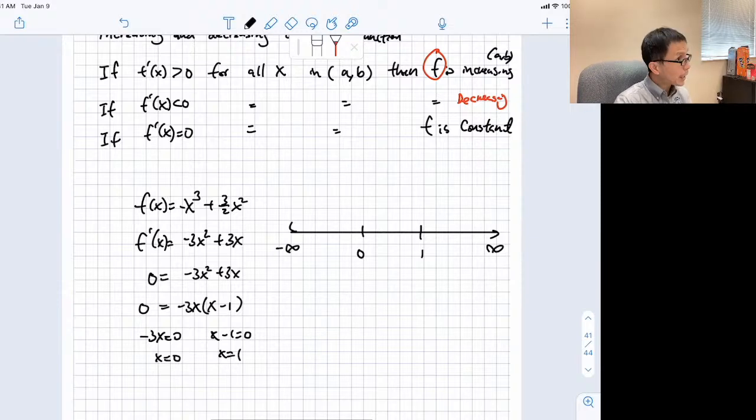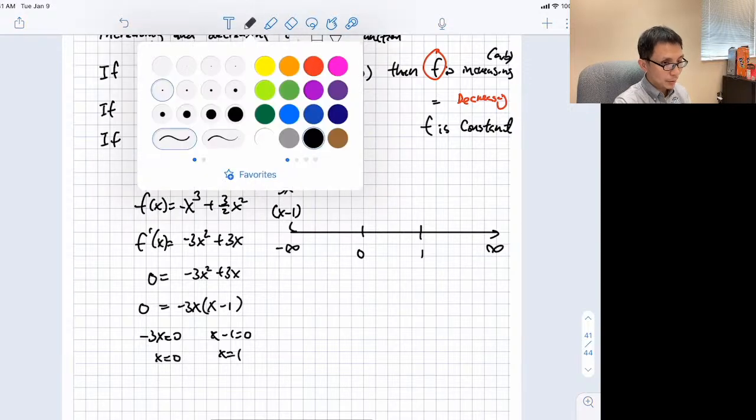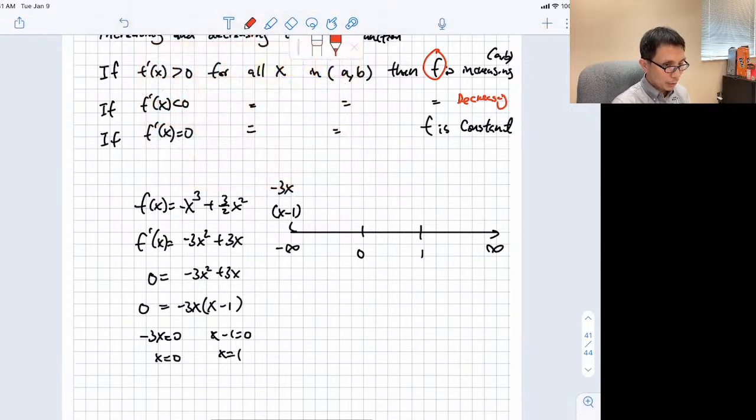Now, what I'm going to do is write down the factors on the top. So I'm going to write down negative 3x, and then x minus 1. And I'm going to plug in values to test. So between negative infinity and 0, I'm going to plug in negative values. If I plug in negative 1, negative 3x is going to be positive. Are we okay here? Yeah. And then negative 1 minus 1 is going to be negative. So it'll be negative here.